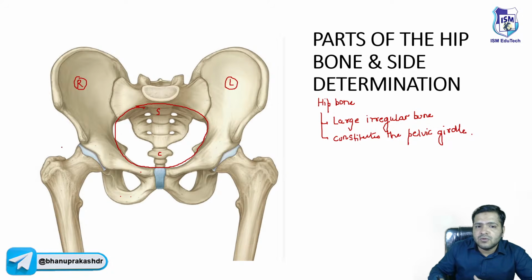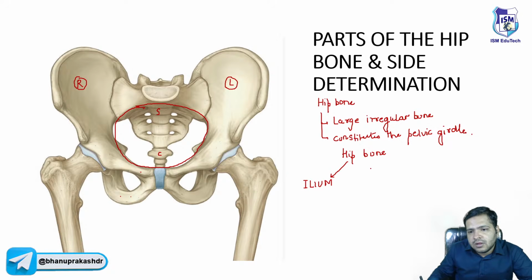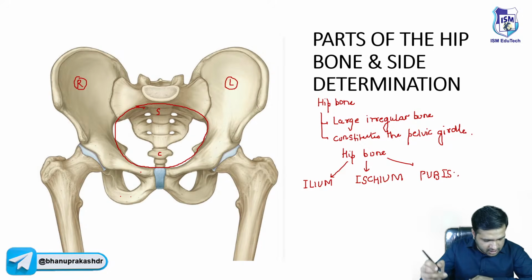Now the hip bone basically consists of three parts. The hip bone basically consists of three parts. Remember, we have ilium, ischium, and pubis. Now remember beta over here. Yes, Amira, very good beta. It is the ilium, ischium, and pubis. Be very clear with the spelling.